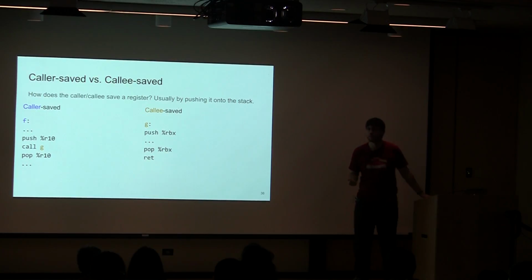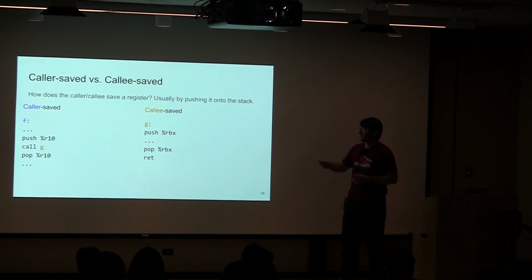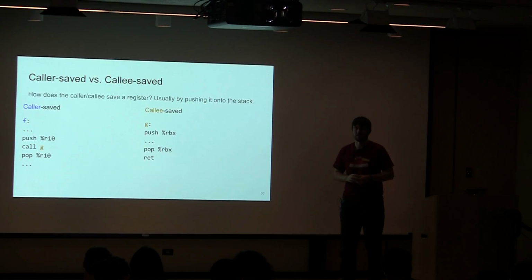So here's an example. On the left, R10 is a call-er saved register. If f was using R10 for something, then it has to push R10 onto the stack to save it, and then it can call g, and g might overwrite R10. When g returns, f can pop R10 off of the stack to restore the saved value. Cool? Usually the stack is where these things would be saved. For call-e saved, you'd see the same pattern, but it would be in g. It would be g pushing the register at the beginning of its function and then popping it right before it returns.